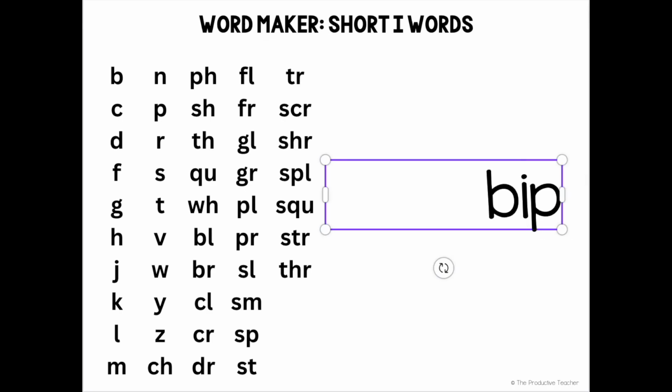Bip. Bip is not a word. Sip. Sip spelled this way is not a word. Remember the letter C makes the S sound before the letter I. Dip. Dip is a word. Fip. Fip is not a word. Jip or gip, neither are words. Hip. Hip is a word. Jip. Jip is not a word.